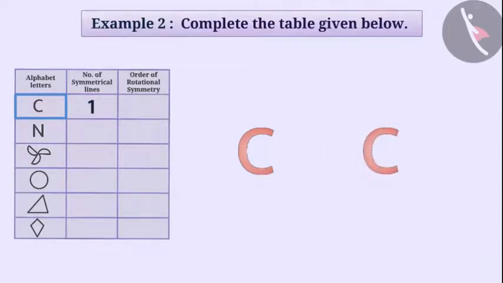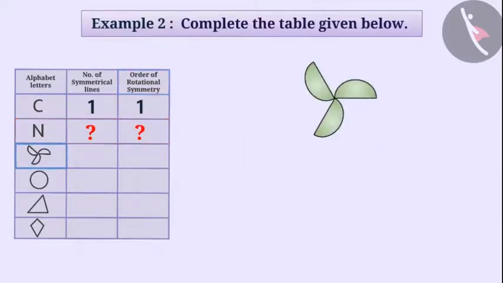Similarly, we rotate C. We see that only once on a rotation of 360 degrees, we see the same shape as before. So we can say that C has rotational symmetry of order 1. Similarly, you fill the row of N yourself. Now, look at this shape of the third row.